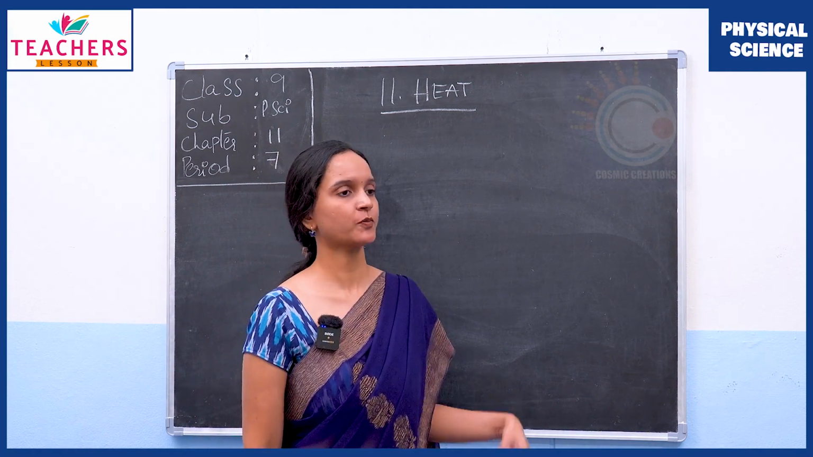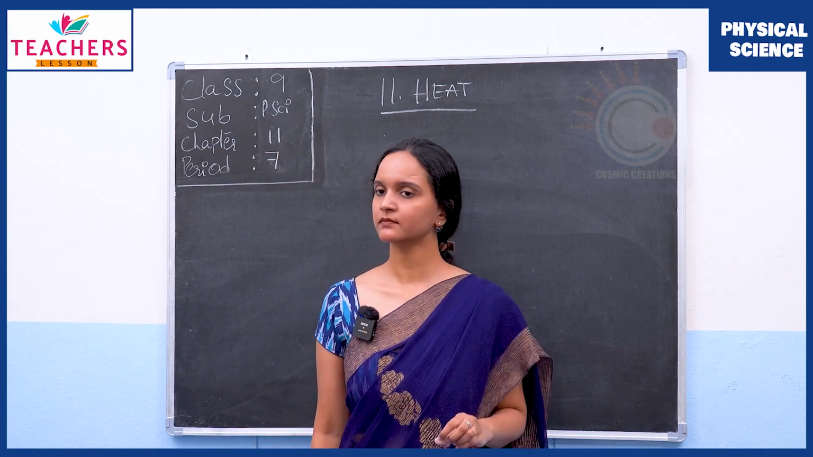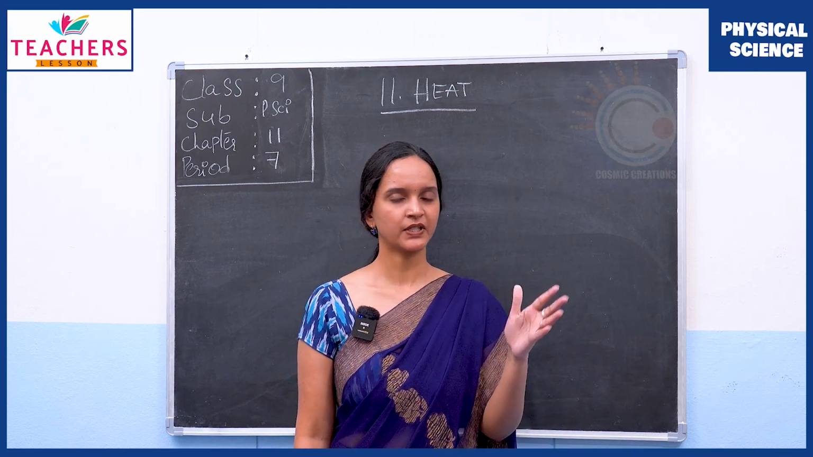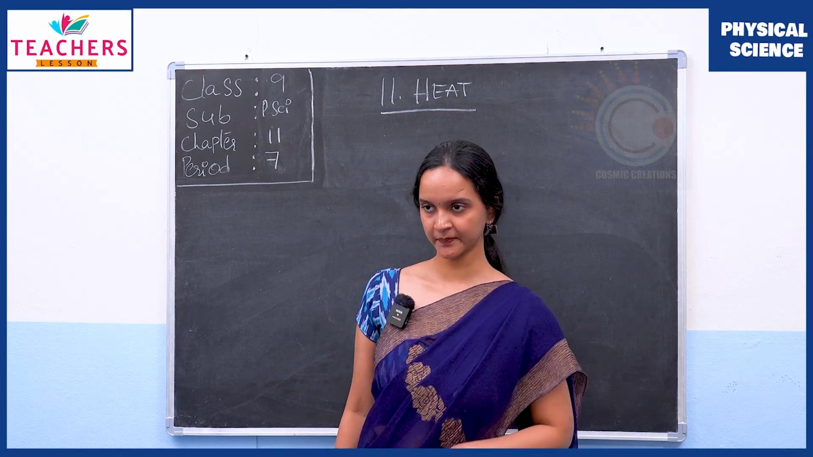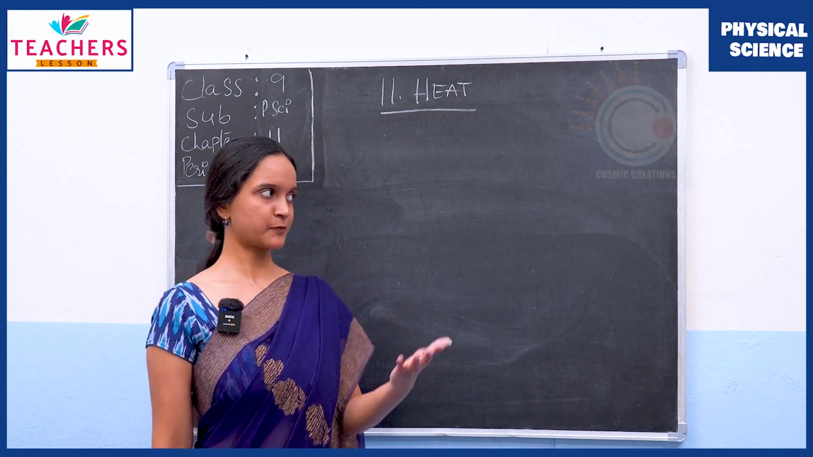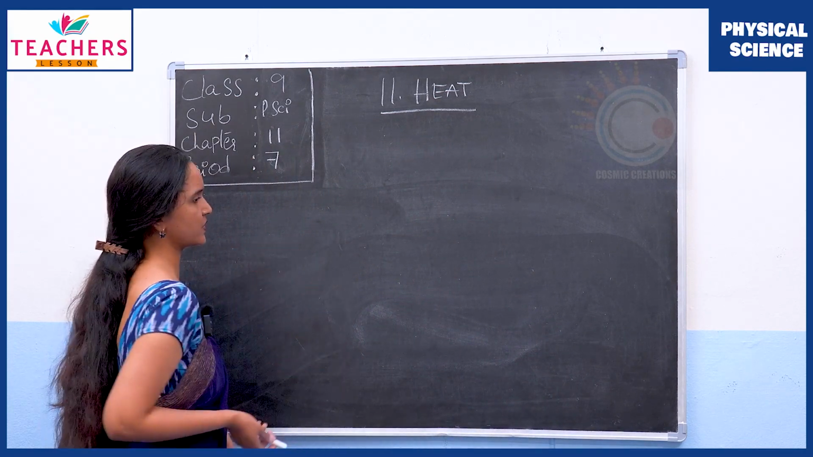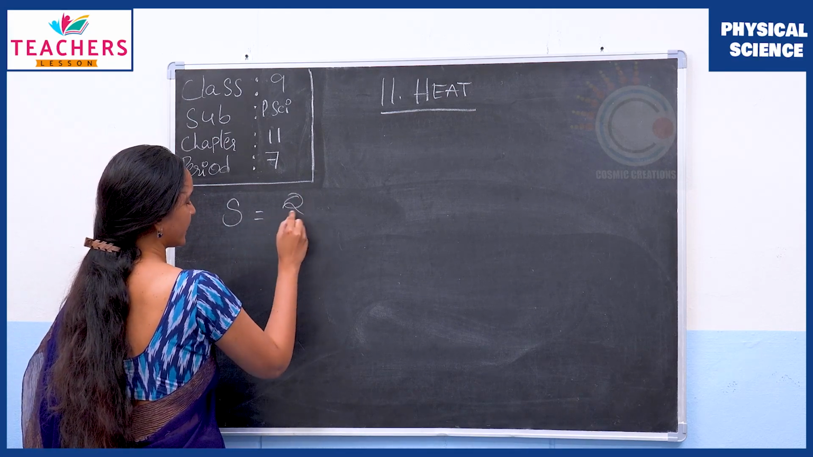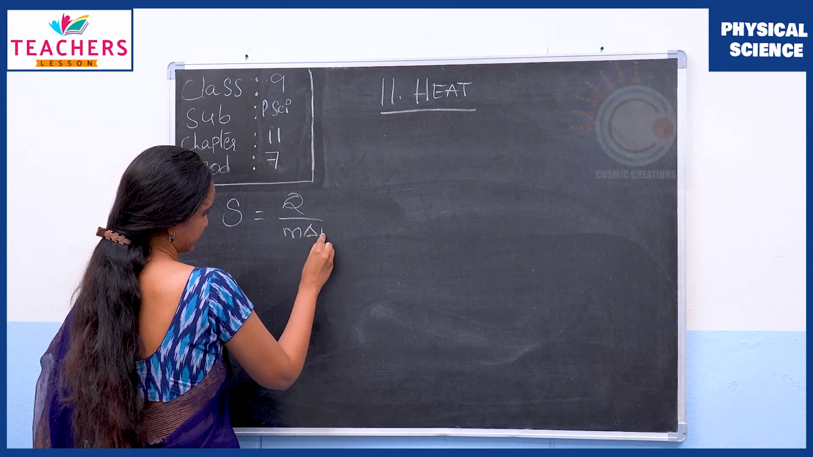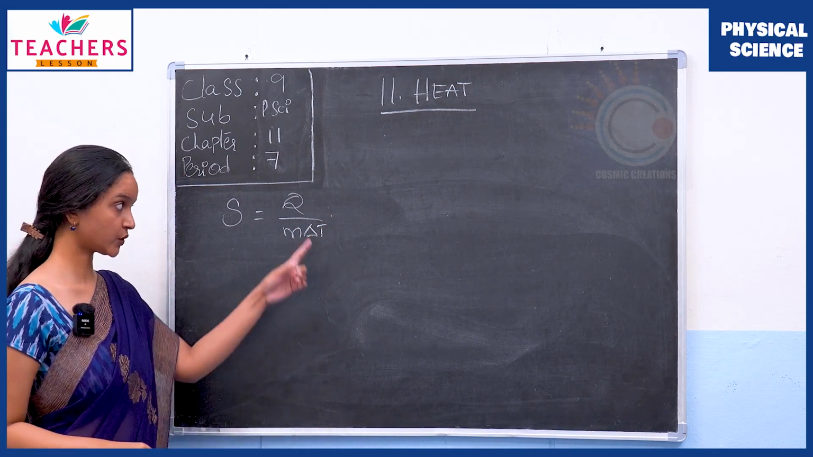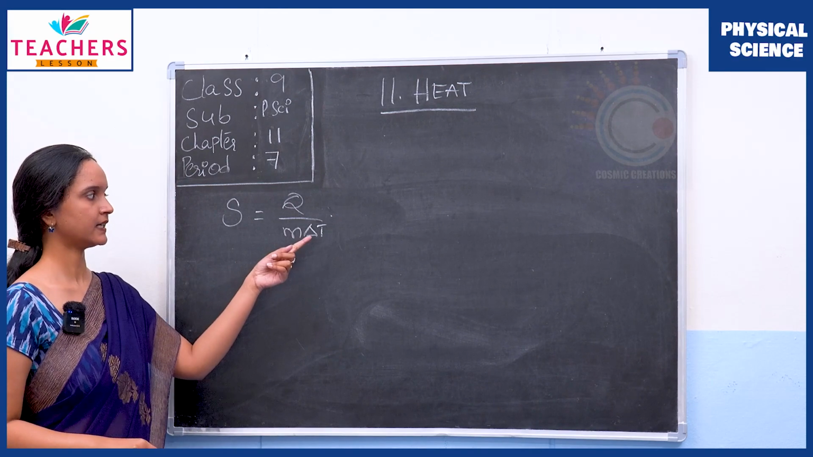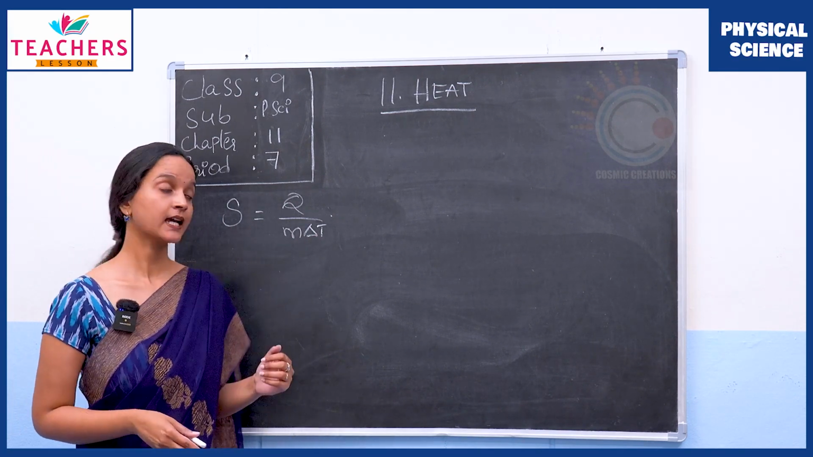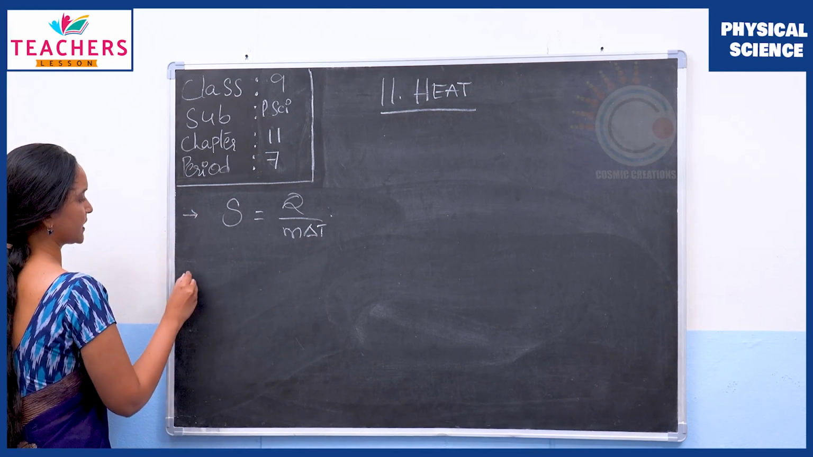So, before proceeding with today's session, we'll just do a quick recap of whatever we have discussed in the previous 1 or 2 sessions. Let's start with specific heat. The formula for specific heat is equal to Q by M delta T. Q is the heat energy, M is mass, and delta T means change in the temperature. And what else have we discussed?